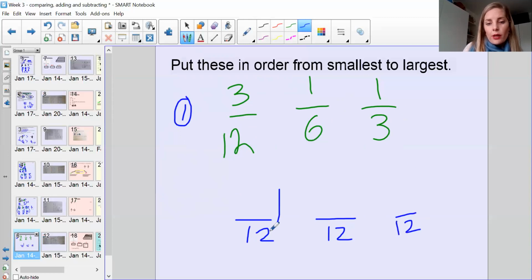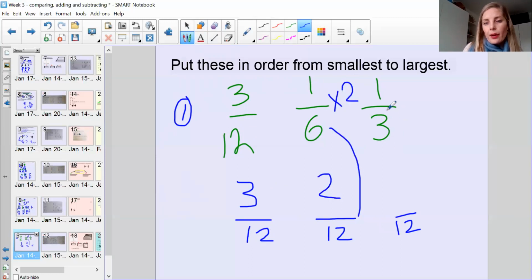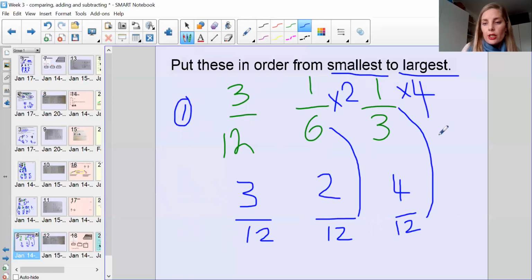Okay, what I did for 12 to get 12, I did nothing. So I'm going to leave the 3 exactly the same. What I do to 6 to get 12, I had to times it by 2. So I'm going to times the 1 by 2, which is 2. And what I do to the 3 to get 12, I multiplied it by 4. So I'm going to times 1 by 4. Right, now that I have those 3 fractions, it is important that I go from smallest to largest. So which is the smallest number at the top, because now I can safely compare my fractions because I have the bottom numbers the same.